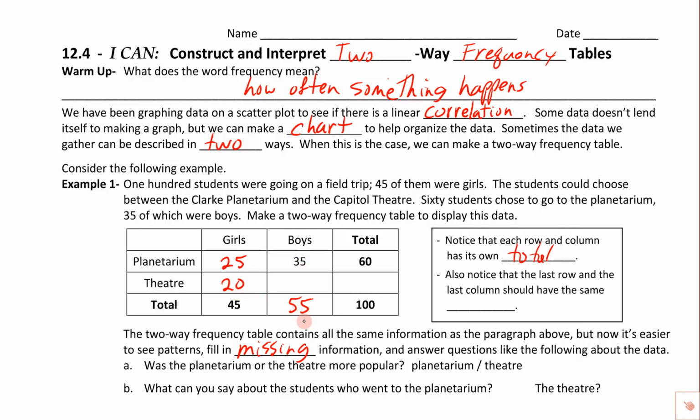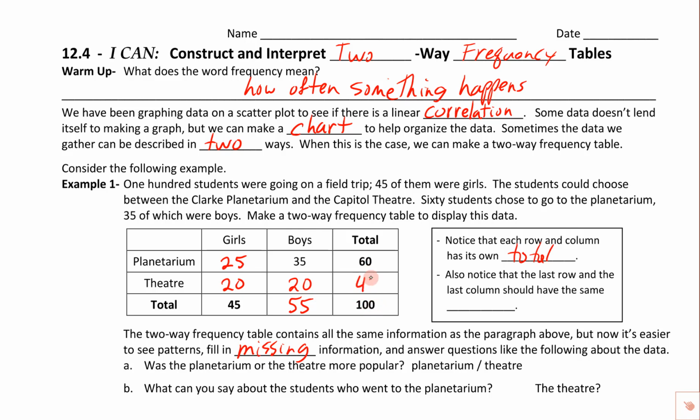And now we're going to go through and say, well, look, if these are all the boys, there's 55 altogether. 35 boys went to the planetarium. That means 20 must have gone to the theater. So the last one here, let's figure it out this way. 60 for the total number that went to the planetarium. We don't know how many went to the theater, and then 100 altogether. So let's do a little subtraction problem.